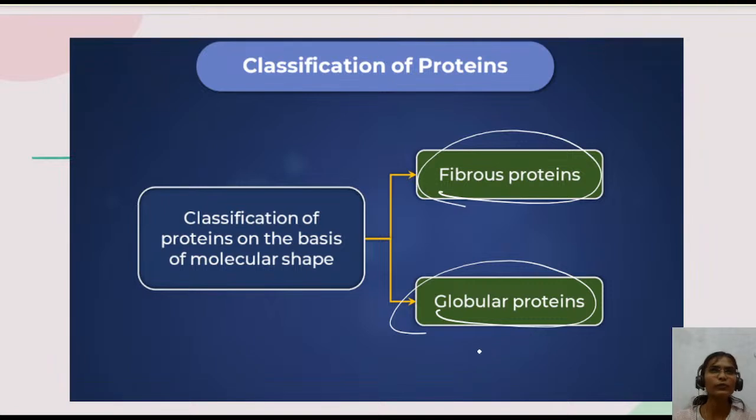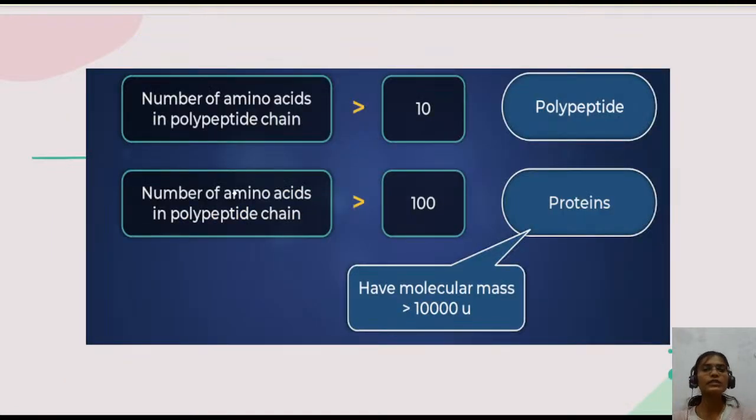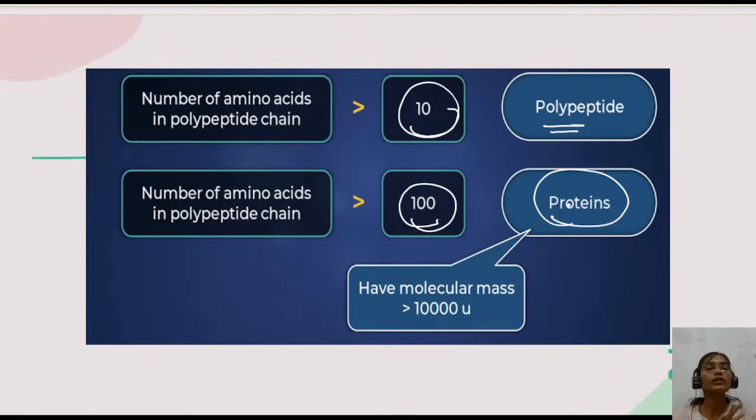Fibrous protein, globular protein: which kind is which? Let's discuss some examples, just for understanding. Now listen, what is a polypeptide? So many peptides combined. When the number of amino acids in a polypeptide chain is greater than 10, it becomes a polypeptide. Amino acids combine to form a peptide, peptides combine to form a polypeptide. And if it is greater than 100, it becomes a protein. Proteins are macromolecules: when a huge number of amino acids combine, it becomes a protein.